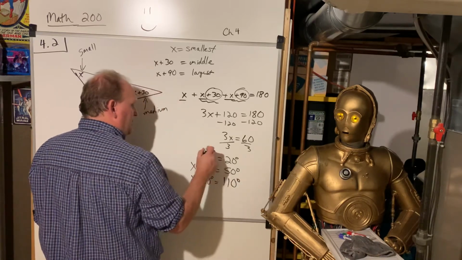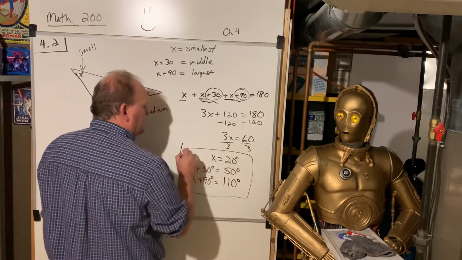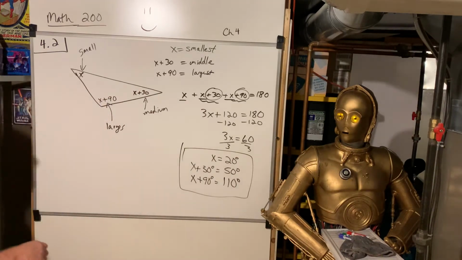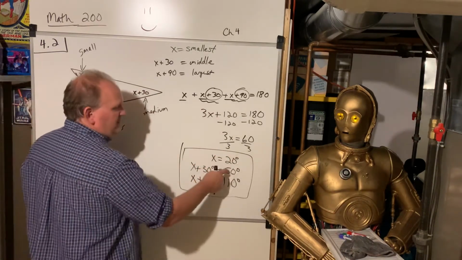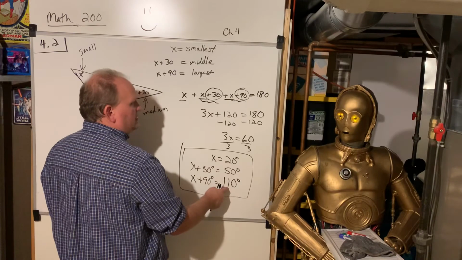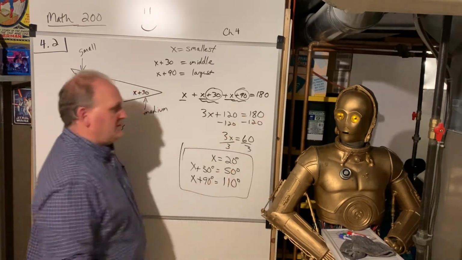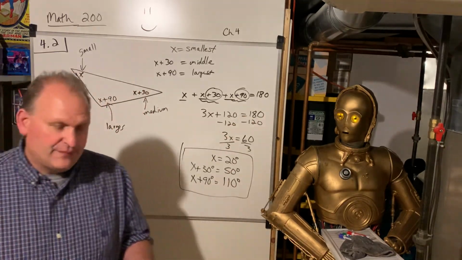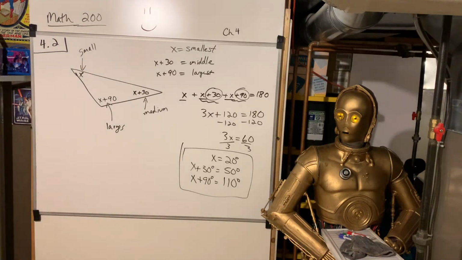All right. And then step 4 is to check your answers, 20, 50, and 110. You add those together. 20 plus 50 is 70, plus 110 is 180. And that's what they're supposed to add up to be. All right. So this is a very short video, 4.2.